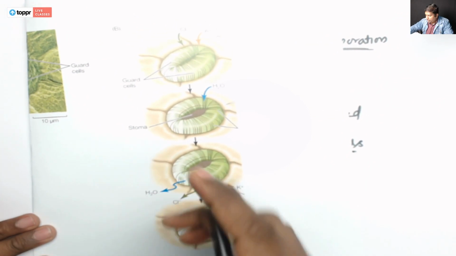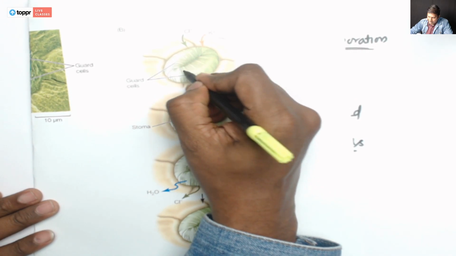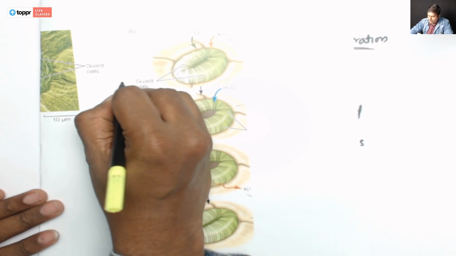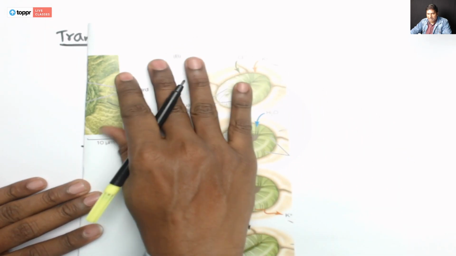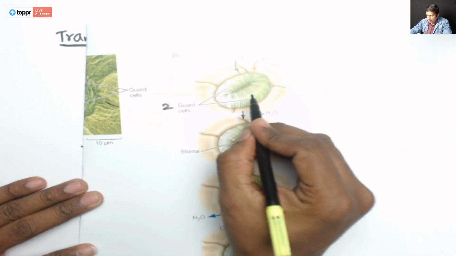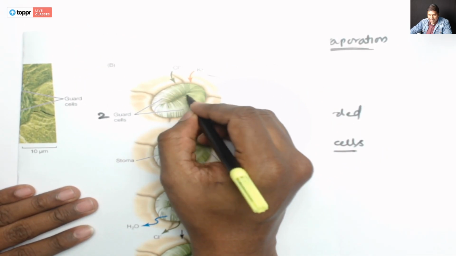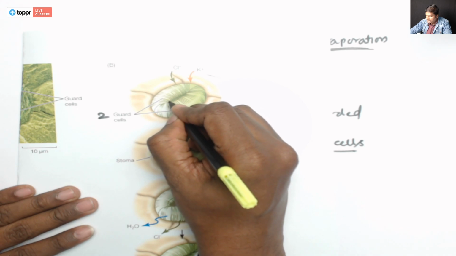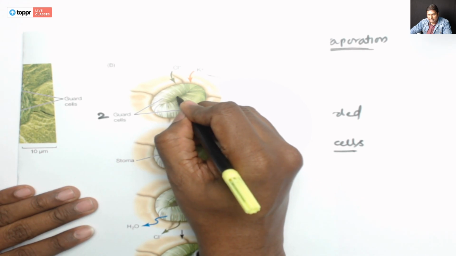Now you see these are your guard cells. This is one guard cell and this is the other guard cell. So you have two guard cells. I'm explaining the mechanism of transpiration. Now these two guard cells are actually protecting the central pore here.